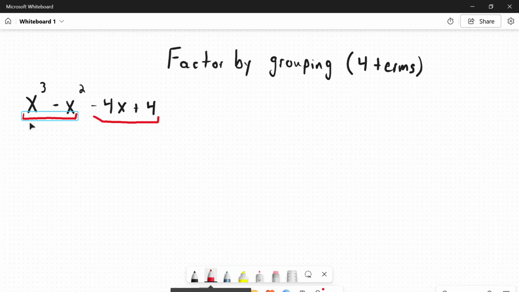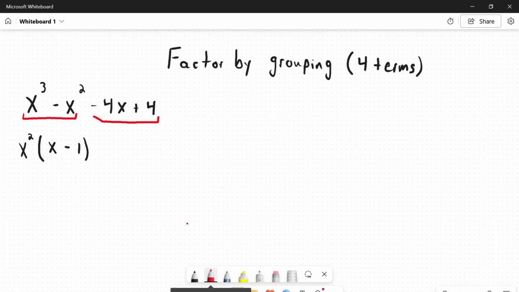So if I look at the first two terms, x cubed minus x squared, remember x cubed is x times x times x, and x squared is x times x. So if I want to know what they have in common, they have two x factors in common. They have x squared in common. So from the first underlined red group, I can factor out an x squared, and that leaves me with x minus 1. If I had three x's and I pulled out two of them, there's one left over. If I had two x's and I pulled out two of them, there are no x's left over, but there is still a coefficient of 1 left over.